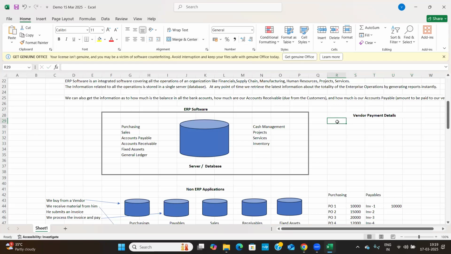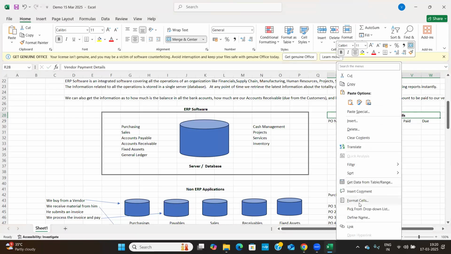This can have the purchase order number, PO number, the PO amount, invoice number, invoice amount, paid, and due amount. How much amount is due for the vendor payment details, you can generate in one single report. And in the same single report you will get all these details.